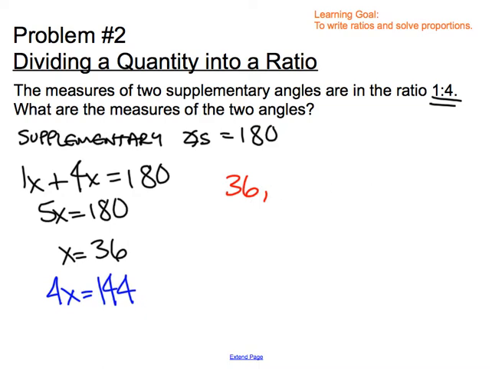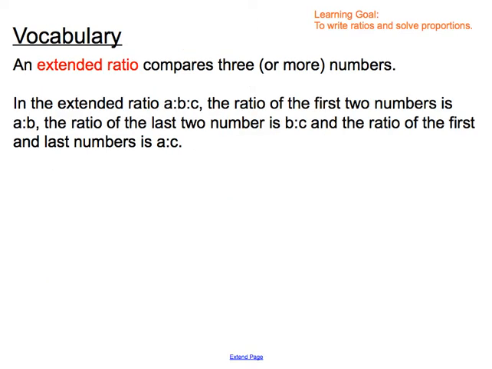So in this case, the two angles are 36 and 144. Sometimes we want to compare more than just two numbers. In that case, we use an extended ratio. An extended ratio can compare 3 or more numbers.